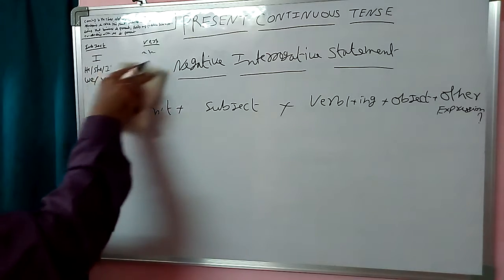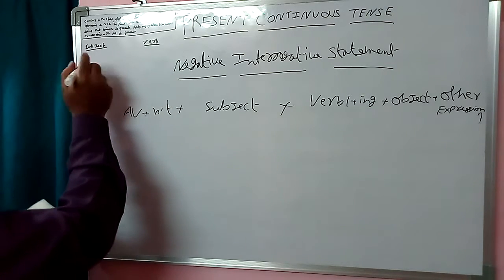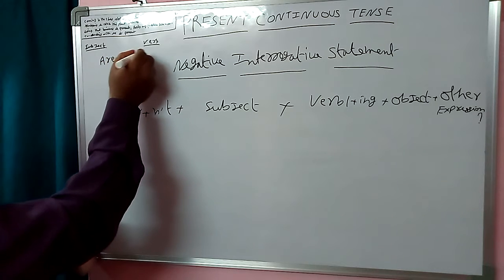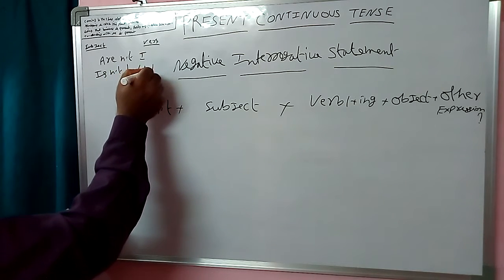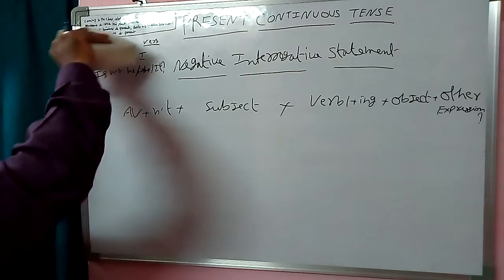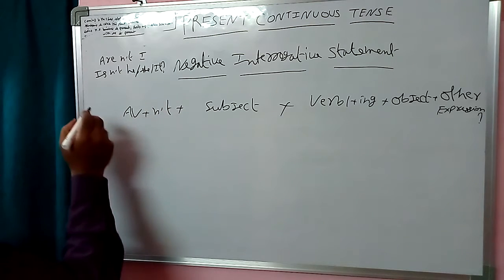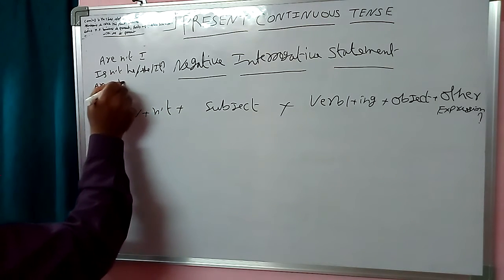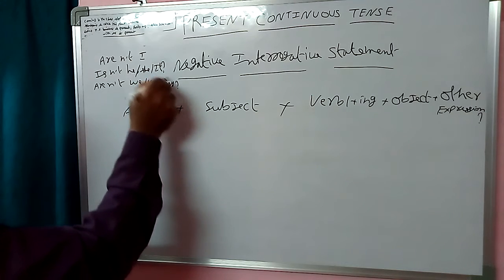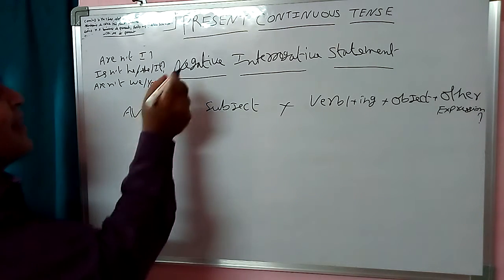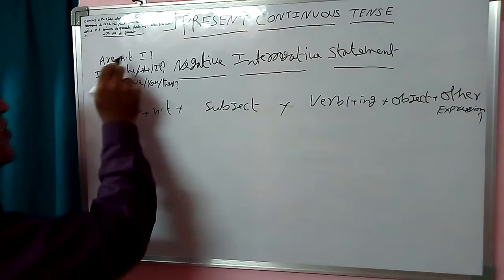So here we are using aren't I, isn't he, isn't she, isn't it, aren't we, aren't you, aren't they. We must use aren't I.